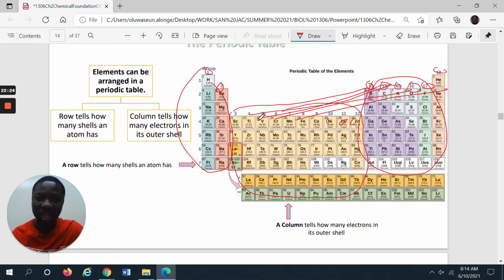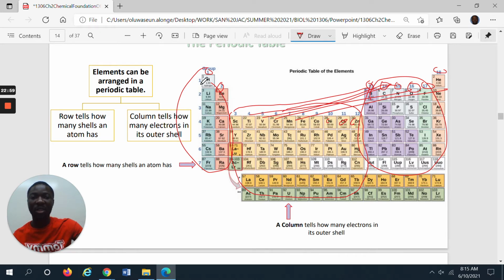I'm messing up this slide a lot now. But what I want to show you here is the first 20 elements I sang in the song the other time: hydrogen, helium, lithium, beryllium, boron, carbon, nitrogen, oxygen, fluorine, neon, sodium, magnesium, aluminium, silicon, phosphorus, sulfur, chlorine, argon, potassium, and calcium.